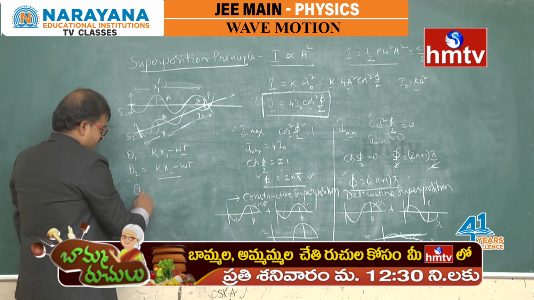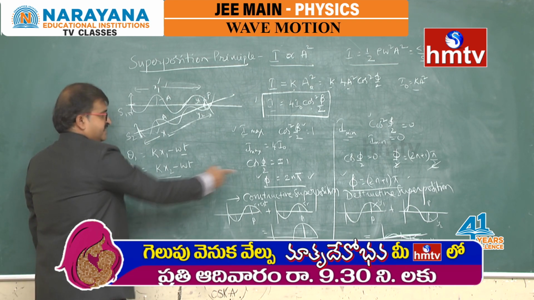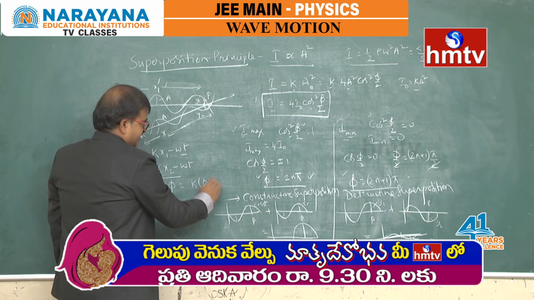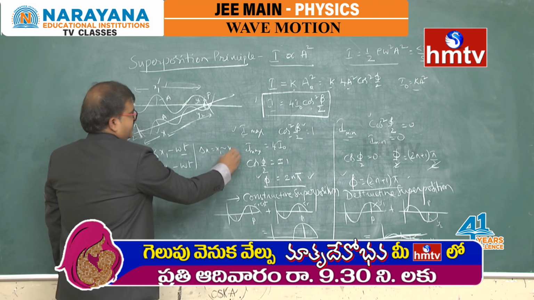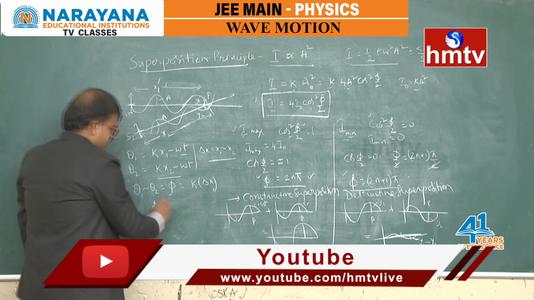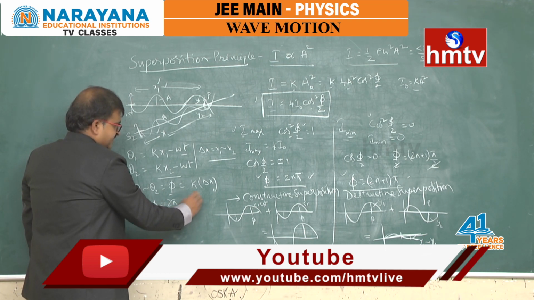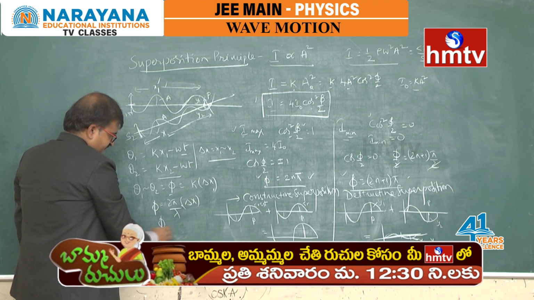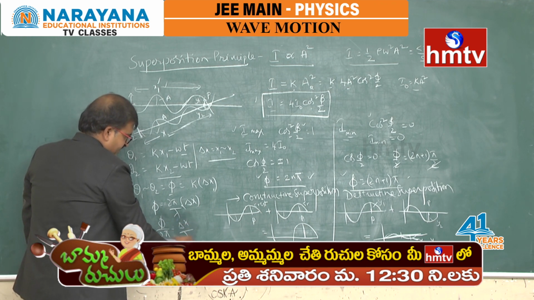But here, theta 1 and theta 2 will cause some phase difference phi, which is equal to k times delta x, where delta x is nothing but x1 minus x2. So this phase difference is equal to 2 pi by lambda times the path difference introduced. So phase difference by 2 pi is equal to path difference by lambda.